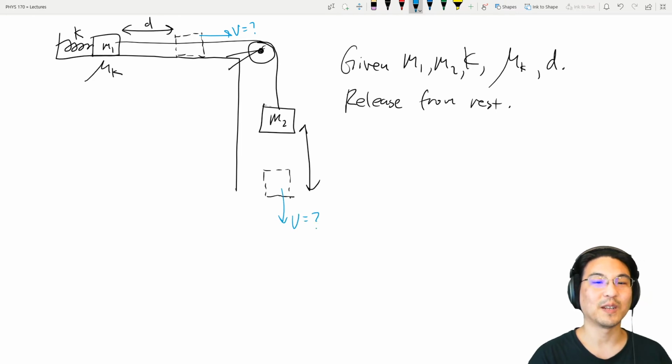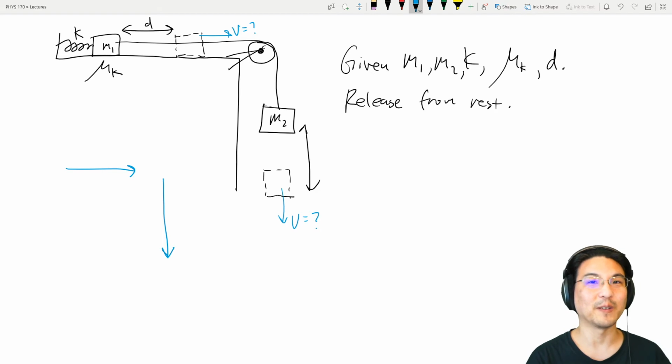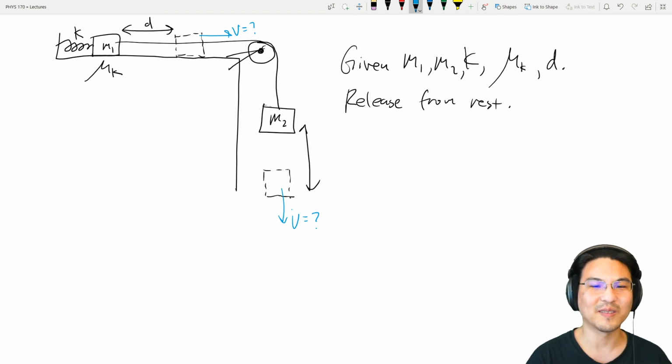So they have different velocities, right? Because block 1 will have a velocity like this. Block 2 will have a velocity like this. Those are different vectors, right? Because they have different directions. But they'll have the same speed because they're connected by the same string. So what's the speed of the blocks? The speed.